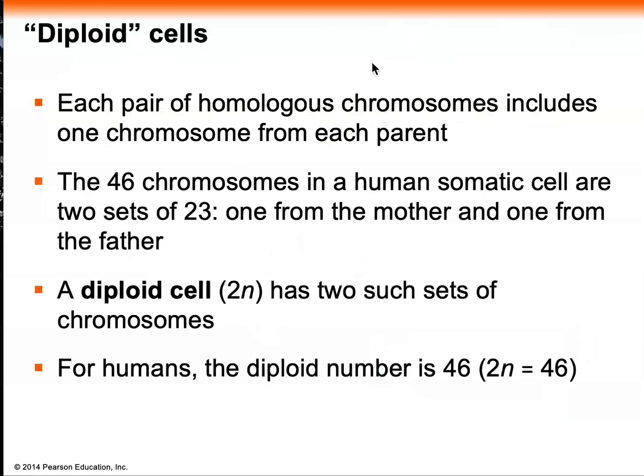Again, each of those pairs of chromosomes includes one chromosome from each of your parents. And so you've got two sets of 23. One set came from your mother, one came from your father. And so a cell that has two sets of chromosomes, one from the mother, one from the father, is called a diploid cell. And we use the symbol 2N to denote a cell that has such a number of chromosomes. So for the case of humans, our diploid number is 46, or our 2N number is 46.